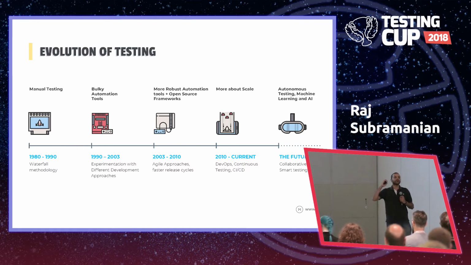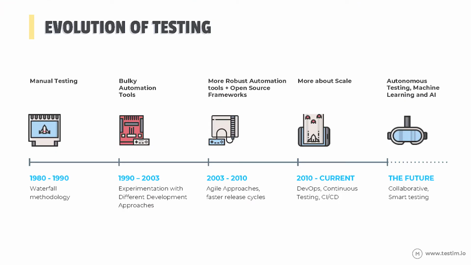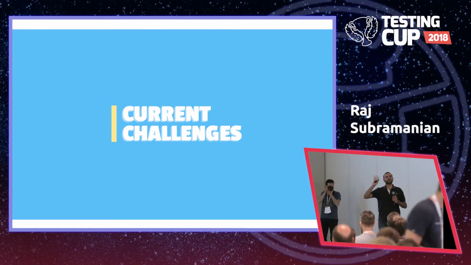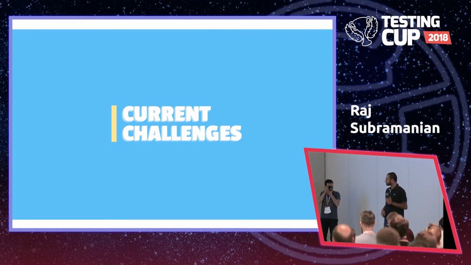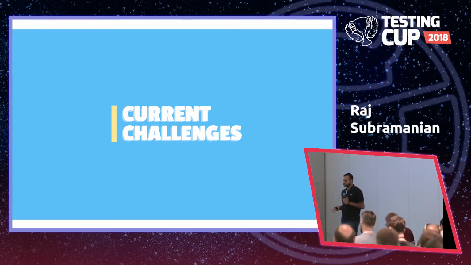So, how to make your tests simpler, smarter, faster, and stable. That's what we're going to talk about today: the future of how AI is going to influence testing. I just wanted to set some context to understand how we have evolved and why AI is going to be useful. So let's quickly talk about the current challenges in software testing.